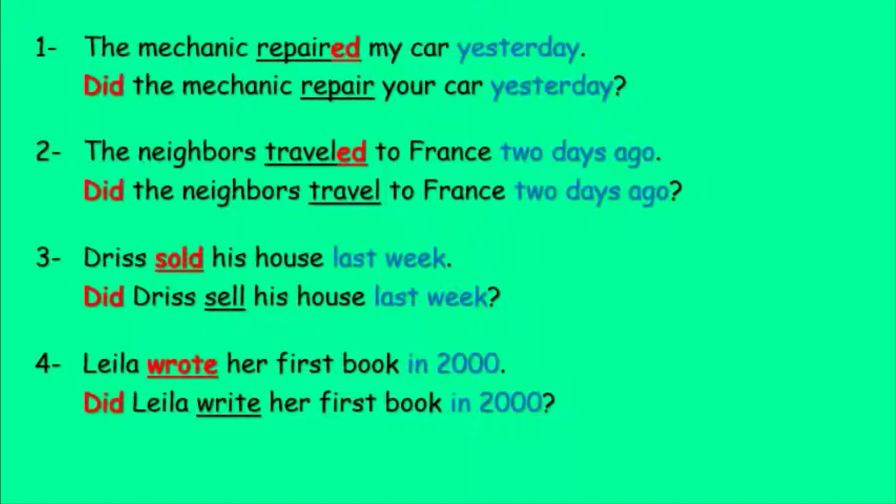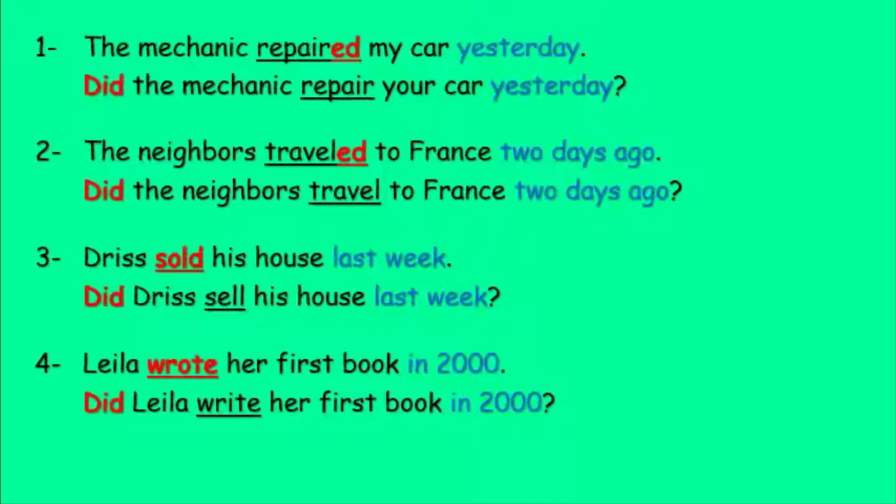Number 3, Driss sold his car last week. The question is, did Driss sell his house last week? Number 4, Leila wrote her first book in 2000. The question is, did Leila write her first book in 2000? Now, the 4 questions are made with did plus the infinitive form of the verb. In number 1, did plus repair. Number 2, did and travel. Number 3, did and sell. Number 4, did and write.